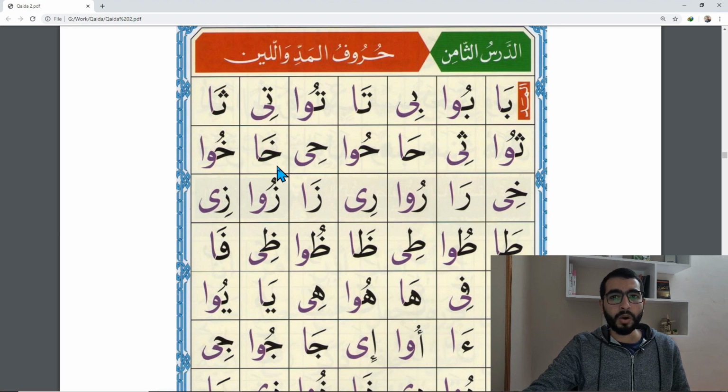The same rules here. Kha Fatha Alif sukun, Kha. Kha Damma Waw sukun, Khu. Kha Kasra Ya sukun, Khi. Kha Khu Khi. Ra Fatha Alif sukun, Ra. Ra Damma Waw sukun, Ru. Ra Kasra Ya sukun, Ri. Ra Ru Ri. Za Fatha Alif sukun, Za. Za Damma Waw sukun, Zu. Za Kasra Ya sukun, Zi. Za Zu Zi.